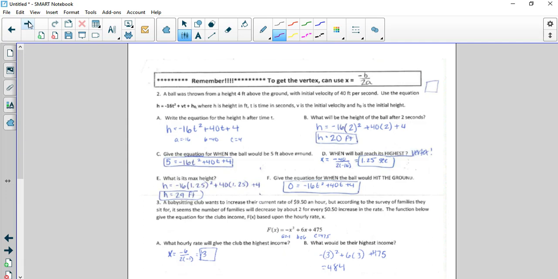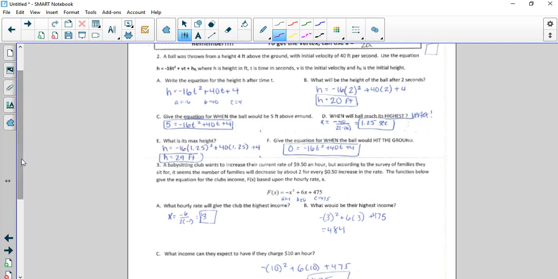Vertex. You do the opposite of b over 2a. All right. So a ball is thrown from a height of 4 feet, 40 feet per second. Use the equation. It's given to you, and it tells you what the letters are for. So the 40 goes in front of the t, and the 4 goes in the constant spot. So you write the equation by just filling in numbers.